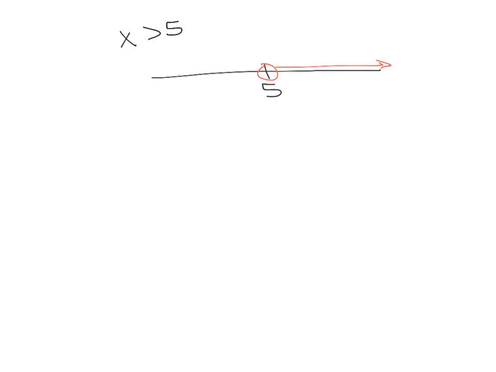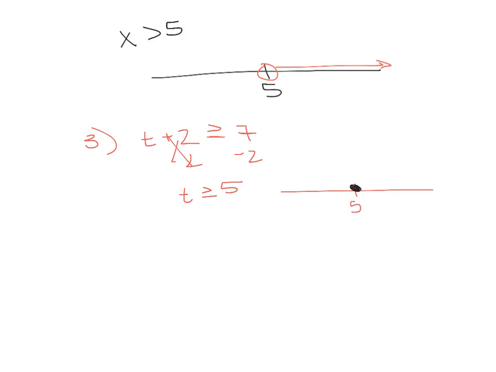A number t increased by 2. So a number t increased by 2 is at least 9. That means this can be larger than 9. It can be equal to 9. It just has to be at least 9. Or 7. I don't know where 9 came from. 7. So subtract 2 from both sides. These cancel and you get t is greater than or equal to 5. If you're going to graph that, you would have a 5 there, closed circle, pointing to the right.